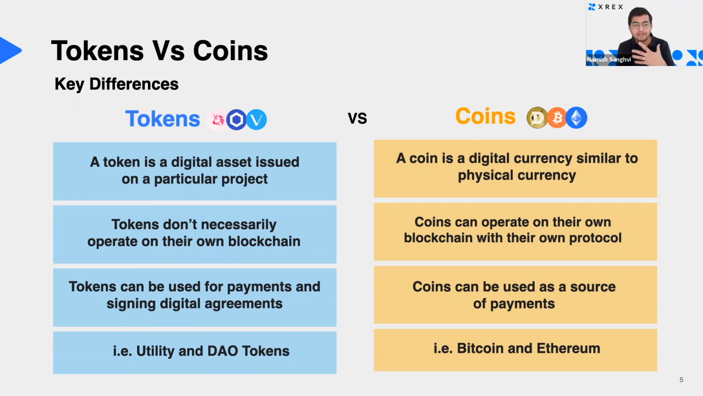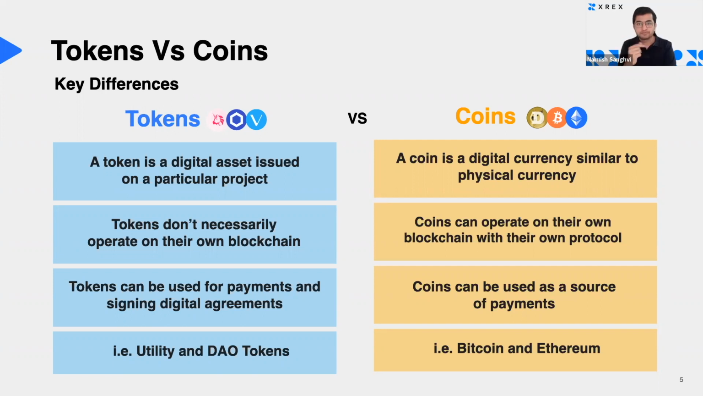So a token is a digital asset issued on a particular project or a blockchain. So essentially, a coin is the native currency of a blockchain. So if there is a blockchain and there is a currency that represents that blockchain, it's called a coin. But a token represents a project that is built on top of another blockchain. So anything built on Ethereum is going to be called a token. But Ethereum itself is a coin because it's the representative of the Ethereum blockchain.